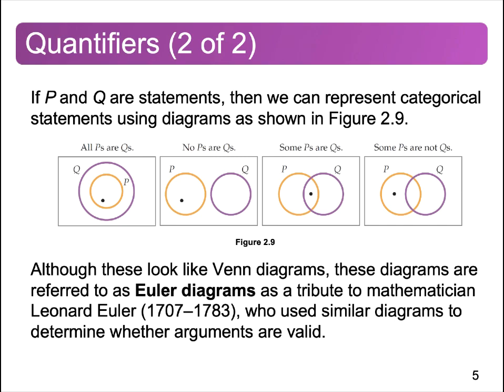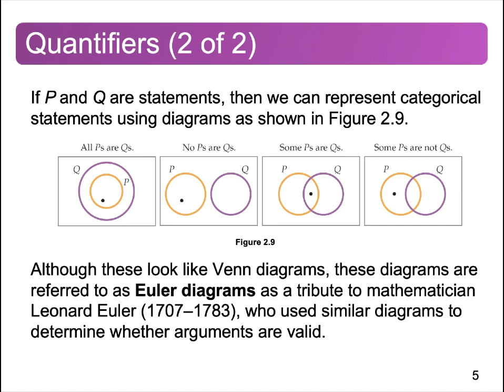Let's look at the all P's are Q's. This means that every item that is an element of P would also be an element of Q. So we'll draw P as the smaller circle, since we know that all of those are contained in the larger group Q. Then if there was a particular item that was a P, we would draw a dot there, and that dot, you'll notice, is in both the P and the Q circle.